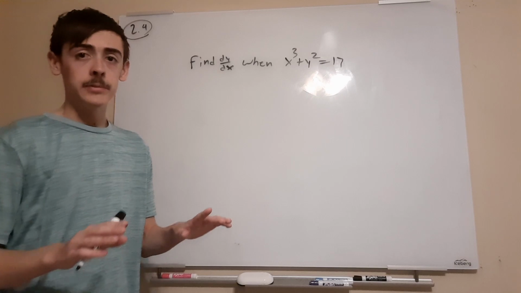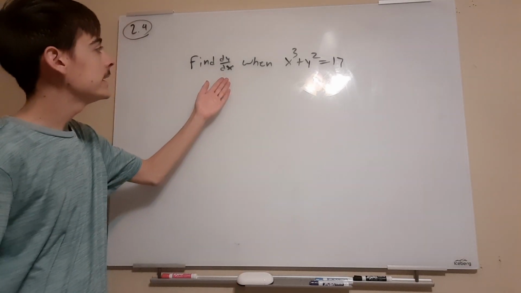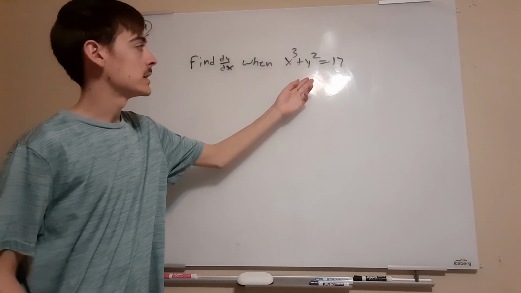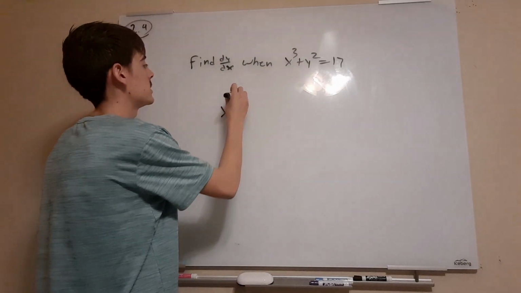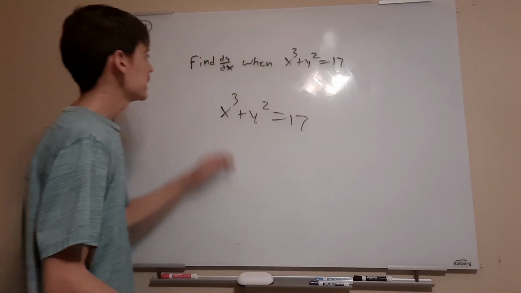Okay, I get that might have been a little bit confusing, so we're going to go through another example. We're going to find dy dx again when x cubed plus y squared equals 17. So let's rewrite this equation so we have more room. And then we're going to look at what we're finding.